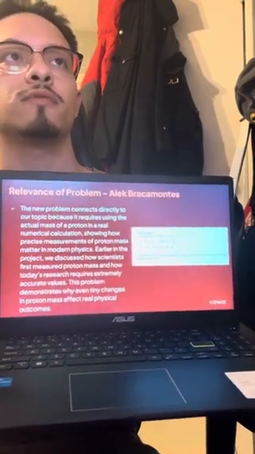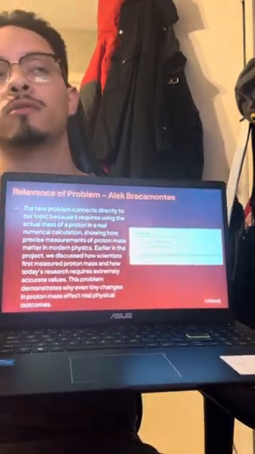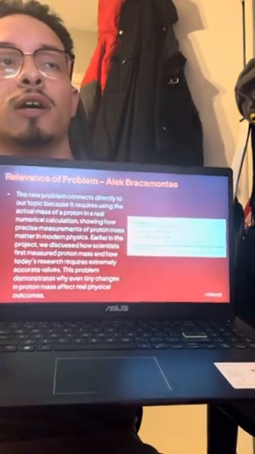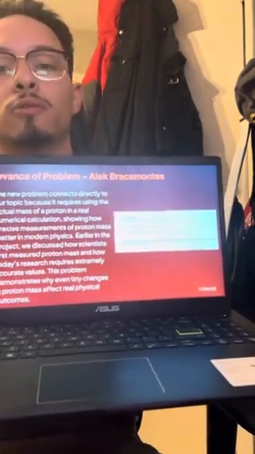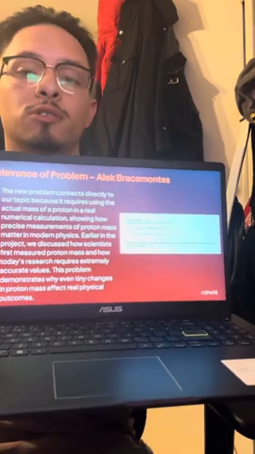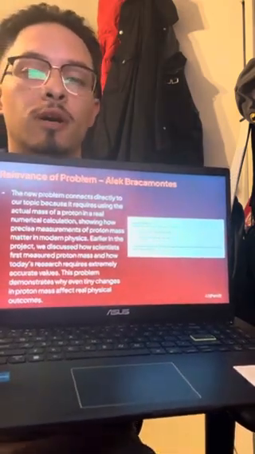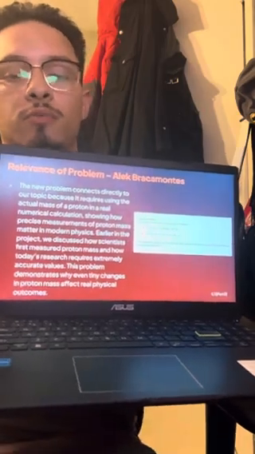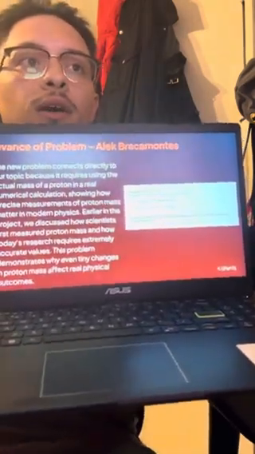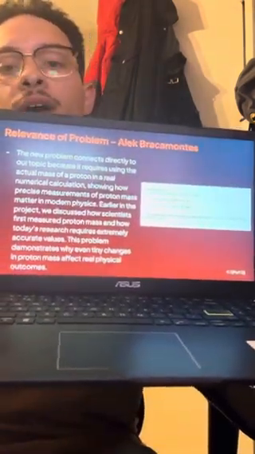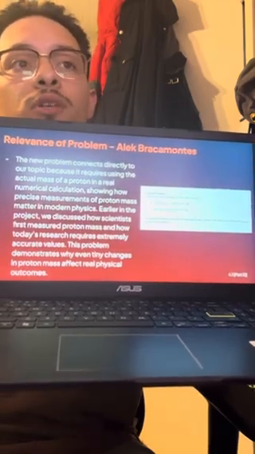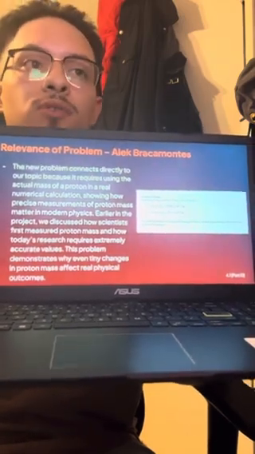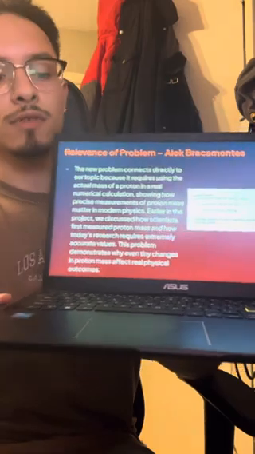Now, the relevance of this new unique problem connects directly to our topic because it requires using the actual mass of a proton in a real numerical calculation, showing how precise measurements of proton mass do matter in modern physics. Earlier in the project, we discussed how scientists first measured proton mass and how today's research requires extremely accurate values. This problem demonstrates why even tiny changes in proton mass affect real physical outcomes.